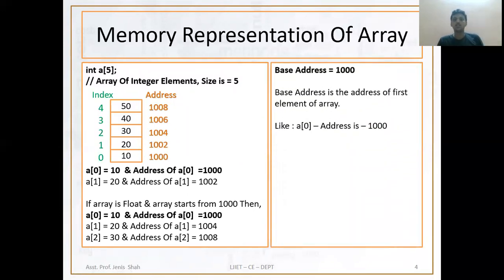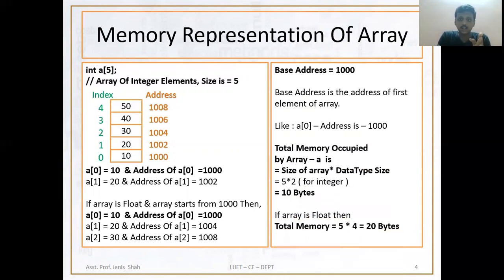Okay. Now, base address is equal to 1000. What do you mean by the base address? Base address is nothing but the address of the first element of the array. The first element of the array is known as a base address. Now, A of 0 is the first element. That's why address of A of 0 is 1000.